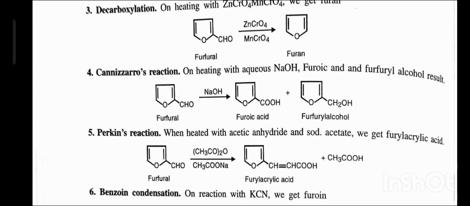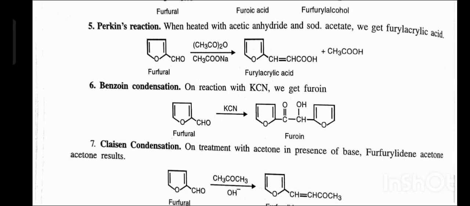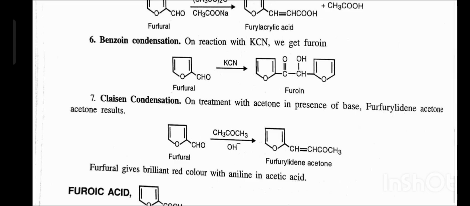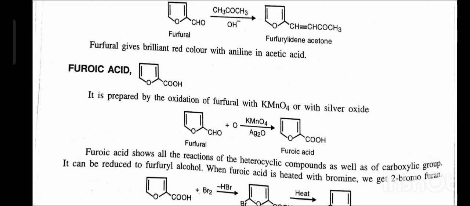Perkin reaction. When heated with acid anhydride and sodium acetate, we get furyl acrylic acid. Benzoin condensation. On reaction with KCN, we get furoin. Claisen condensation. On treatment with acetone in the presence of base, furfurylidene acetone results. Furfural gives a brilliant red color with aniline in acetic acid.